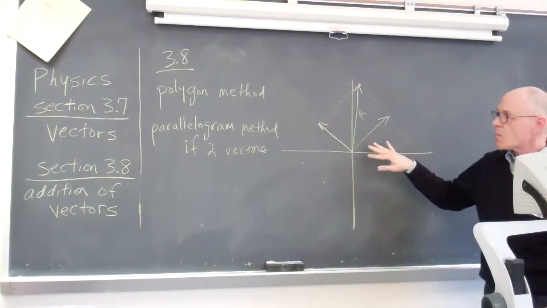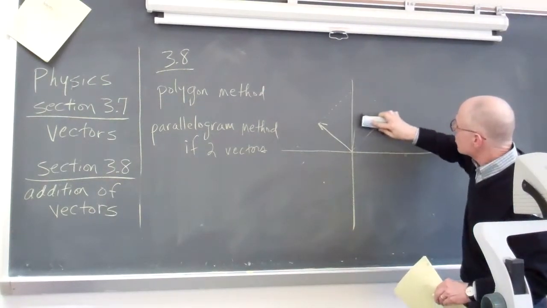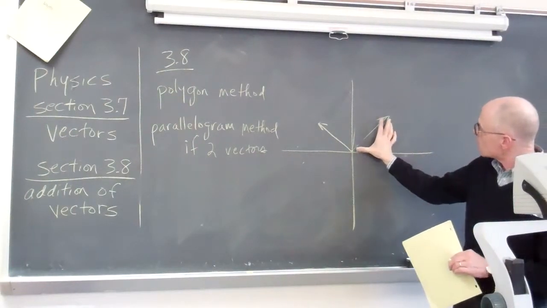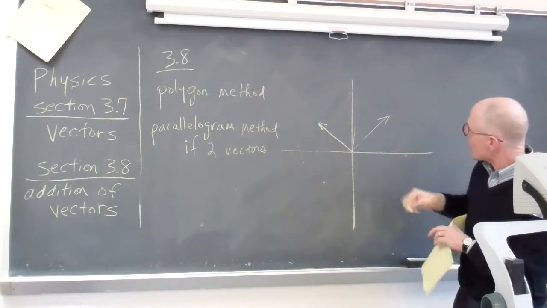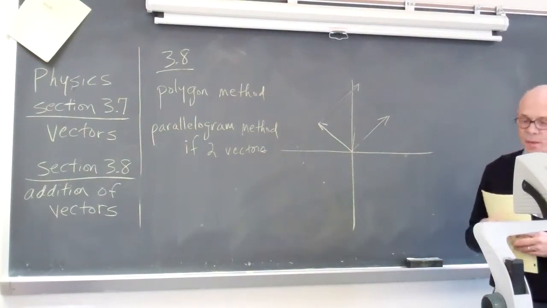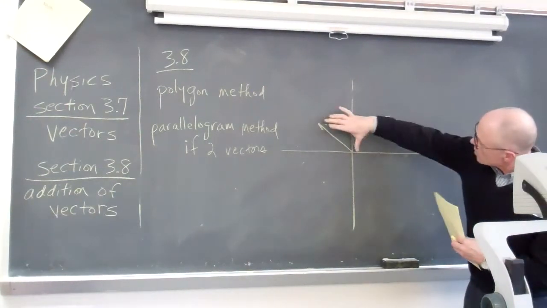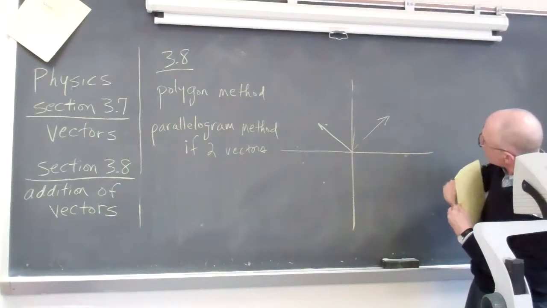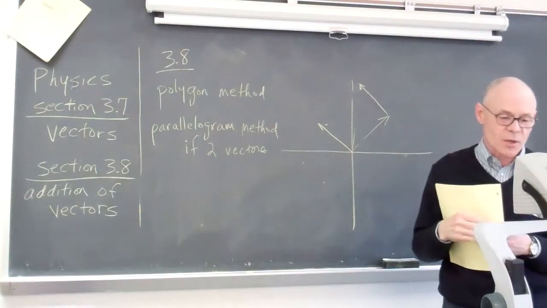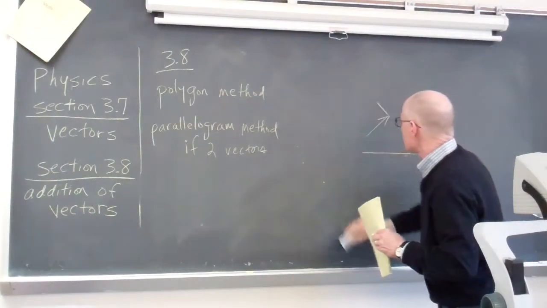You could also use the polygon method here. Instead of doing the parallelogram method, you could merely copy this vector and stick it on the end of this vector, and your resultant would be the very same thing. Or you could take this vector and copy it and stick it on the end of this vector, and you'd end up in the same place. So you could apply the polygon method in several different ways, or you could use the parallelogram method. Either one would give you the same result.